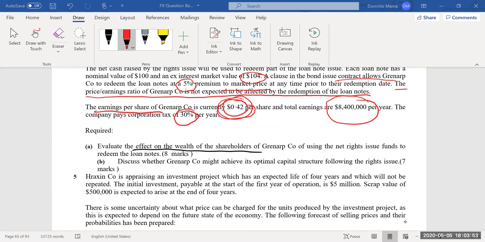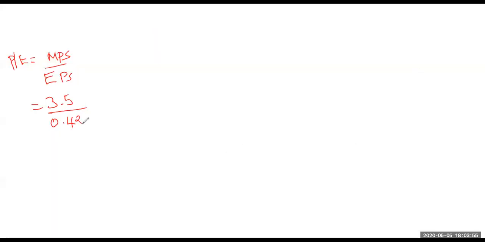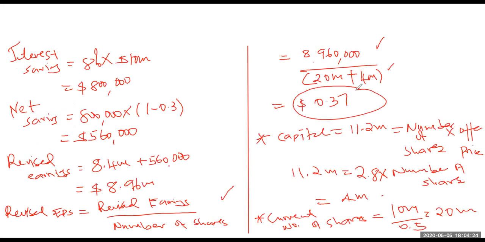So 3.5 divided by 0.42 gives us the PE ratio. What do you get? You get 8.33 times to be the price to earnings ratio. 8.33. Now we know the PE ratio. We've been told to assume it remains constant. So since now we know the PE ratio, and we know the earnings per share, can we get the MPS?